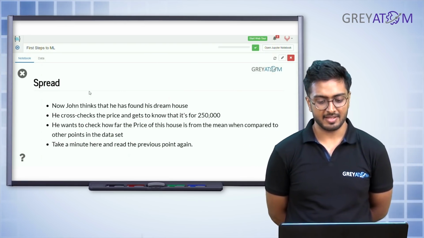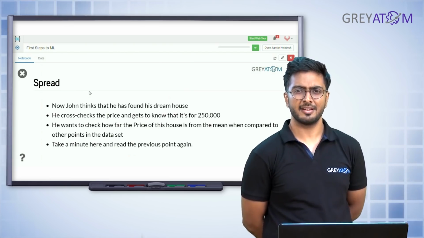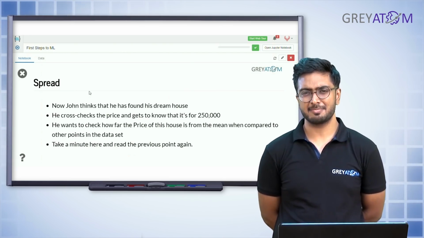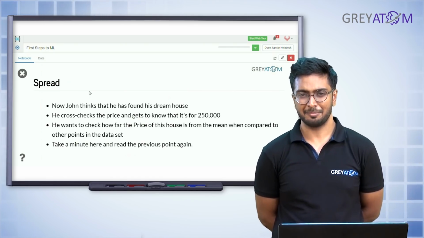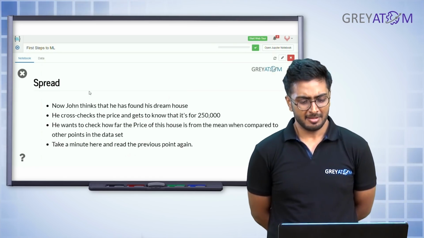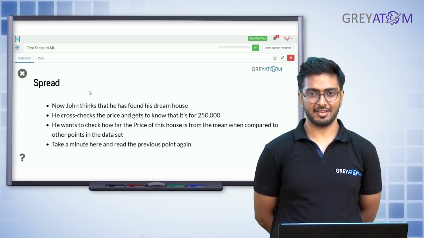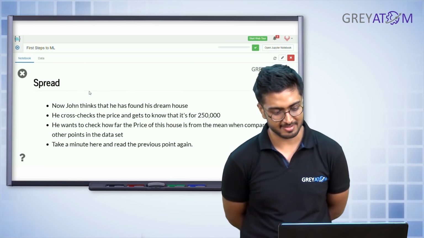He cross checks the price and gets to know that it's for 250,000. Now that's surprising, right? Because he just checked that the average price was 180,000, the median was 160,000, and the mode was 140,000. But his house is for 250,000, so that's a very different price from his expected prices.